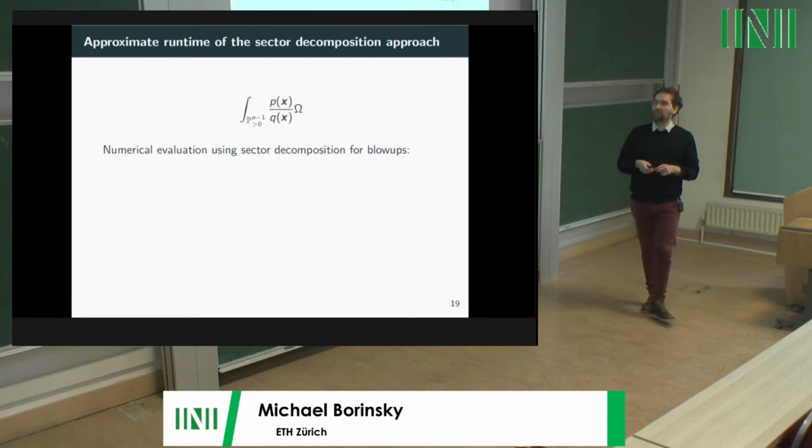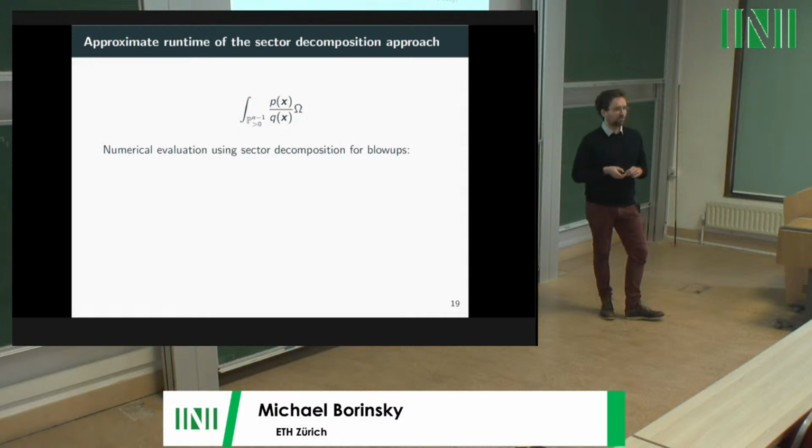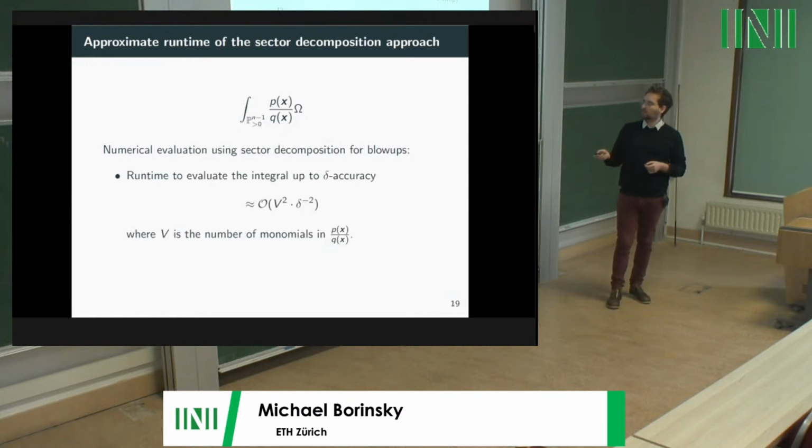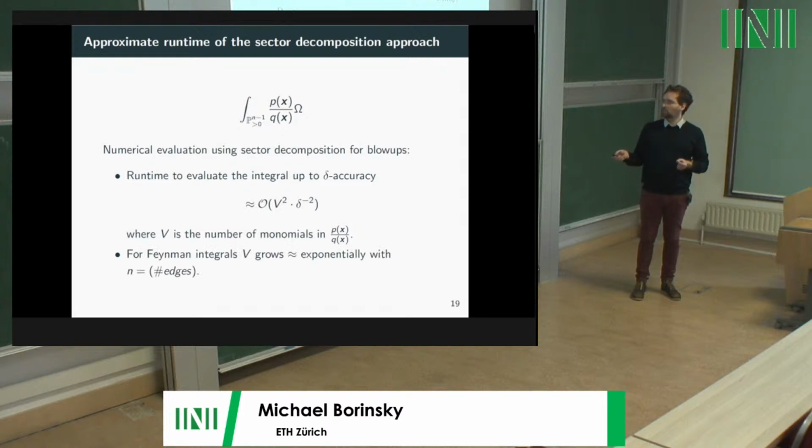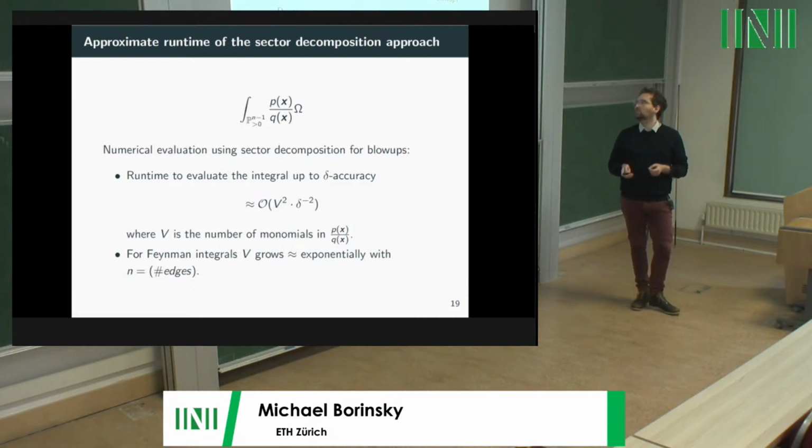So now back to this runtime question. How long does it take to evaluate such an integral using this traditional blow-up approach? It's a bit tough to estimate the rough runtime of these kinds of algorithms because they are partially not so explicitly formalized. But an estimate is that the runtime depends on the number of monomials in this rational function, and v is this number of monomials. It scales with v squared times delta to the power of -2. And for Feynman integrals, this runtime grows roughly exponentially with the number of edges of the Feynman graph. So we have an exponential runtime with the number of edges.